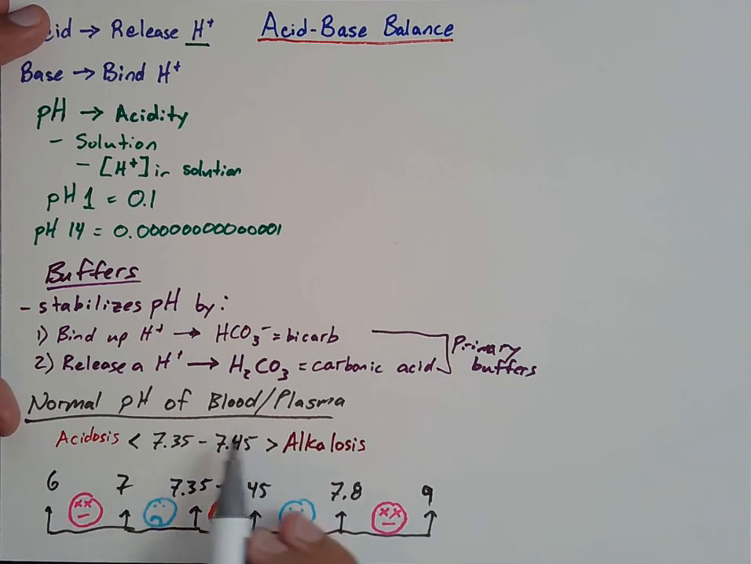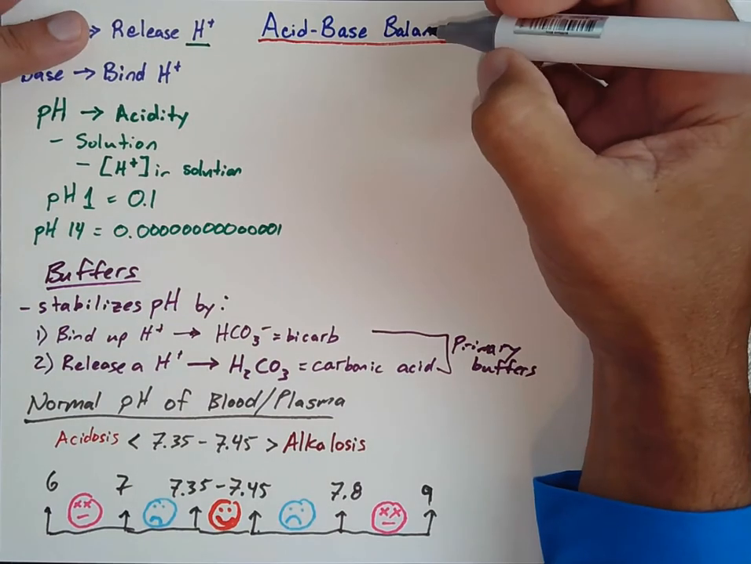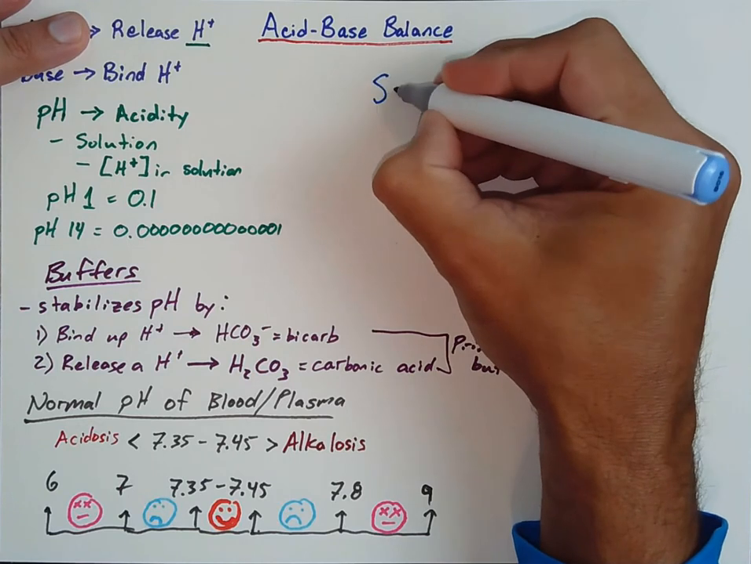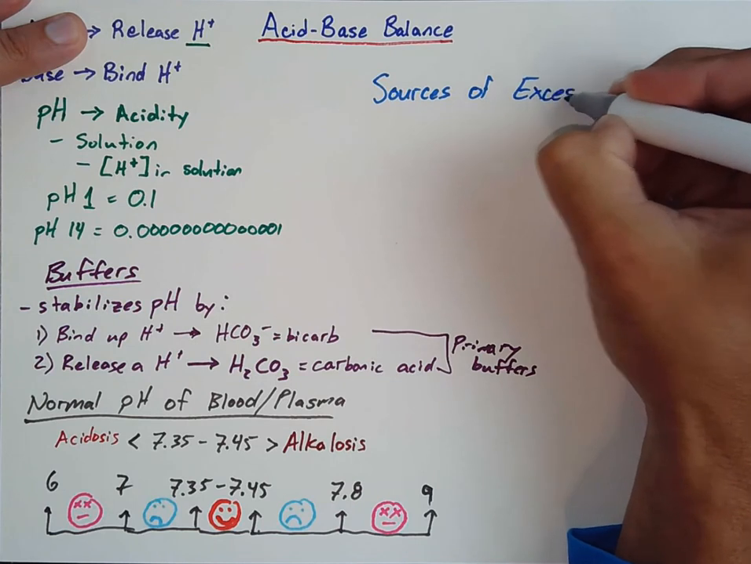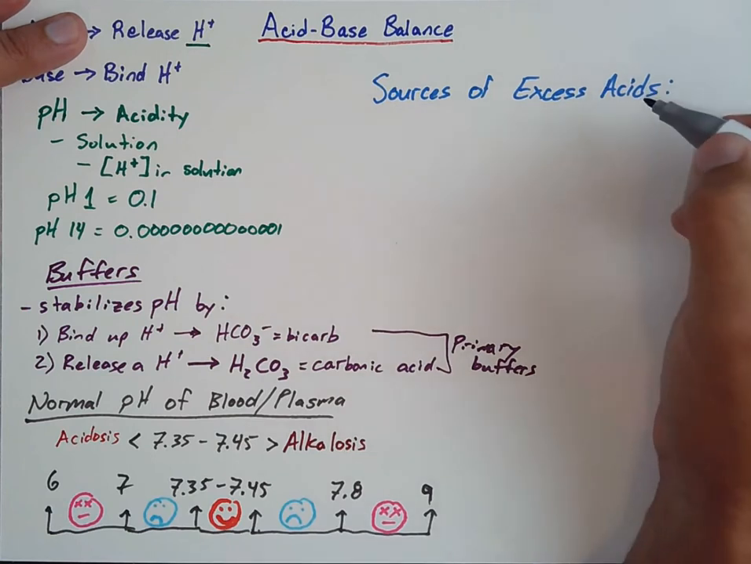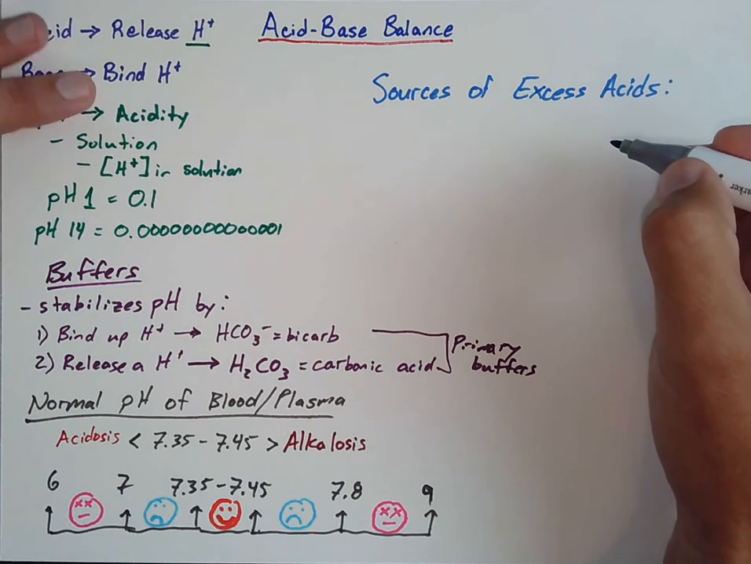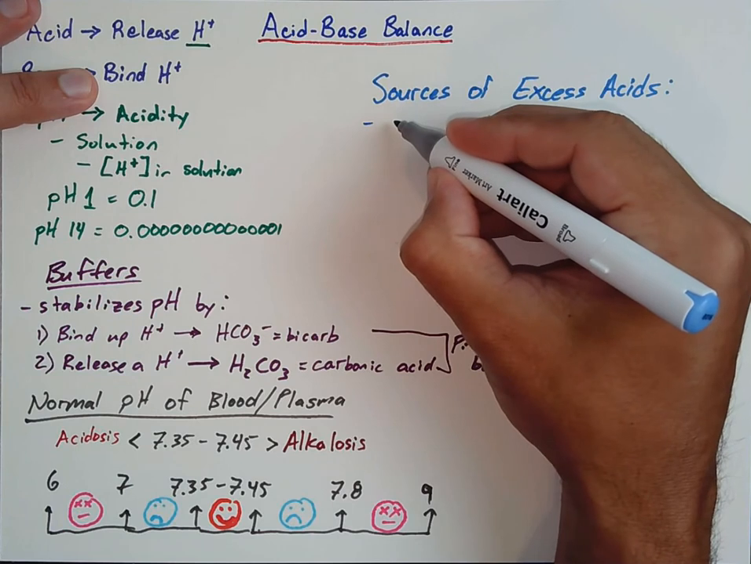This is why our blood tends to remain alkaline, because it's already buffered against acids. Why do we fight against acidosis more? The answer has to do with the sources of acids. We have a lot of different sources of excess acids in the human body. The number one source of acid, I hope most of you already have learned this, and if not, this is your time to learn it, is carbon dioxide.